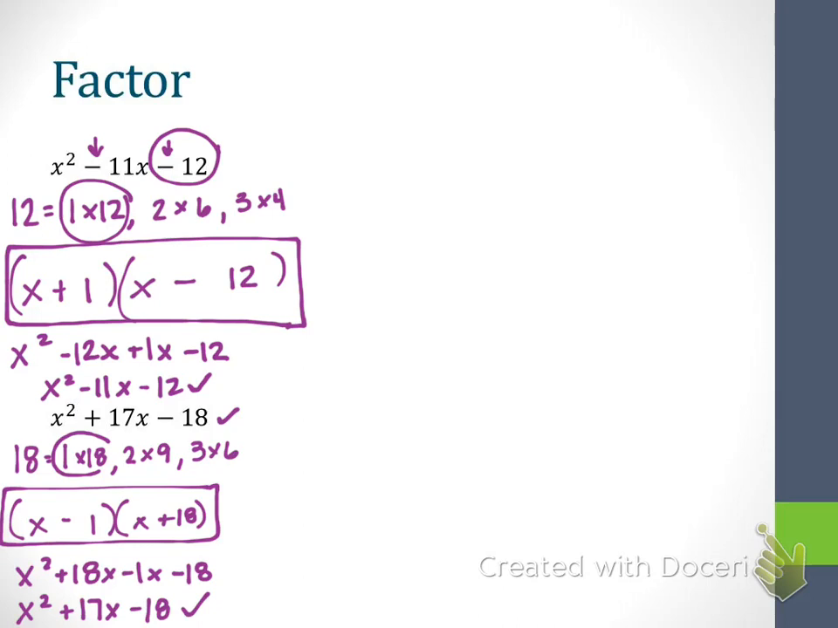Now you may FOIL that and realize, oops, I used 2 and 9 instead of 1 and 18. You're going to get a totally different answer, okay? You would get like x squared plus 7x minus 18. So that's why FOIL is important, because you can check and figure out, okay, I've done something wrong here. All right? So that is how you factor.